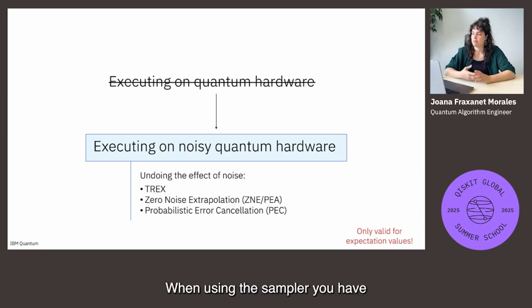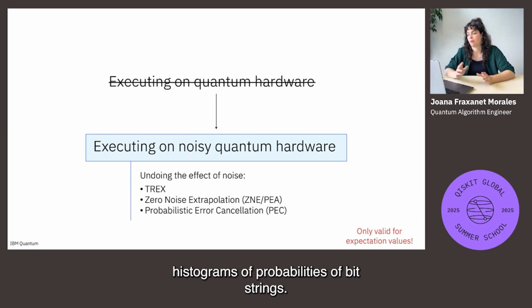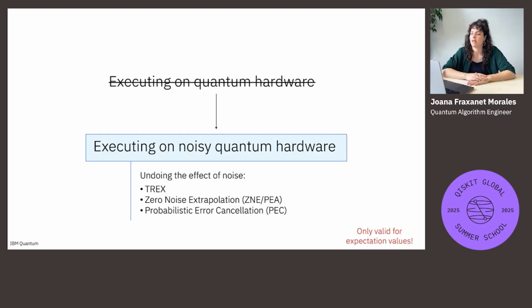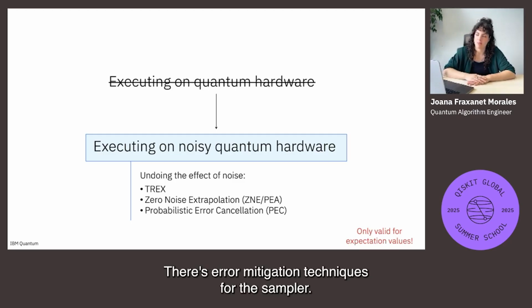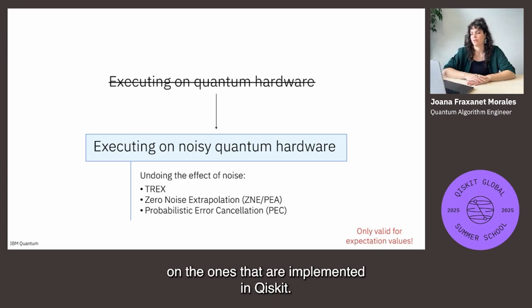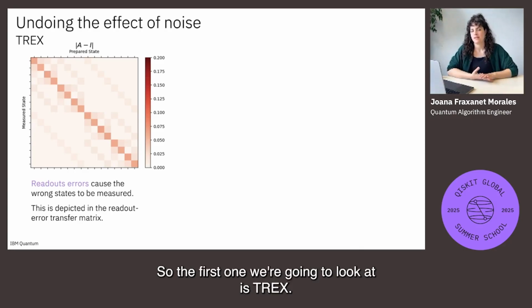When using the sampler, you have histograms of probabilities of bit strings. This we cannot use these error mitigation techniques on. There are error mitigation techniques for the sampler. We've seen M3 before, but in this case, we're going to be focusing on the ones that are implemented in Qiskit. So the first one we're going to look at is T-REx.